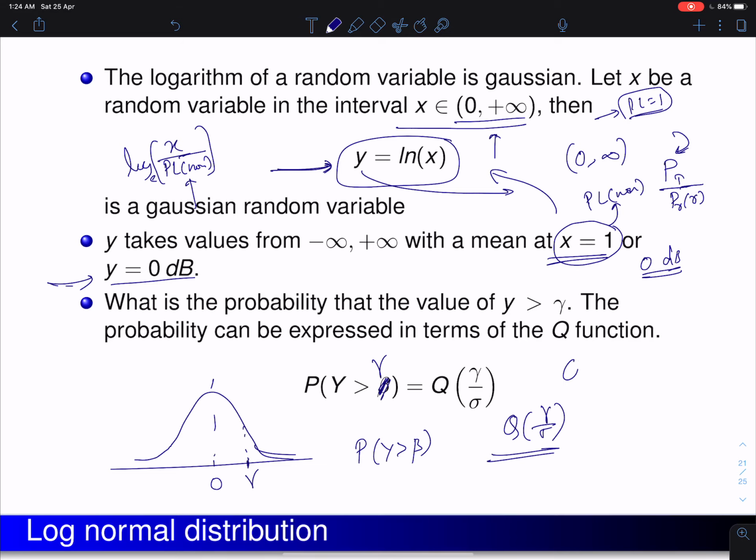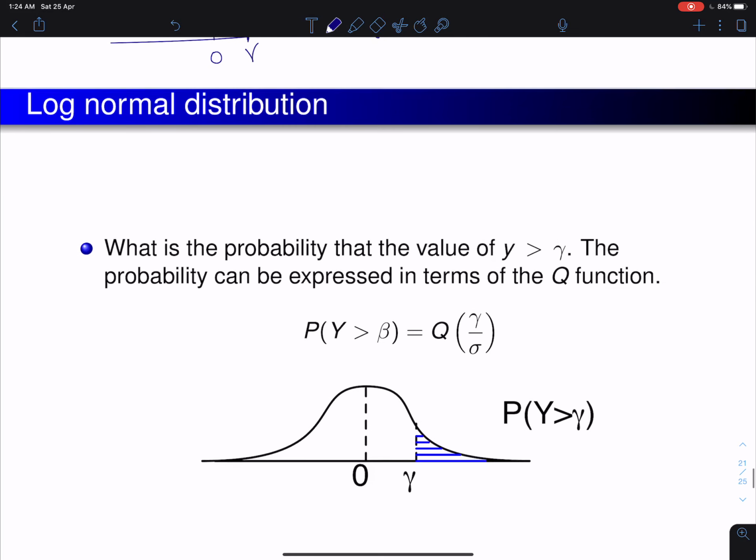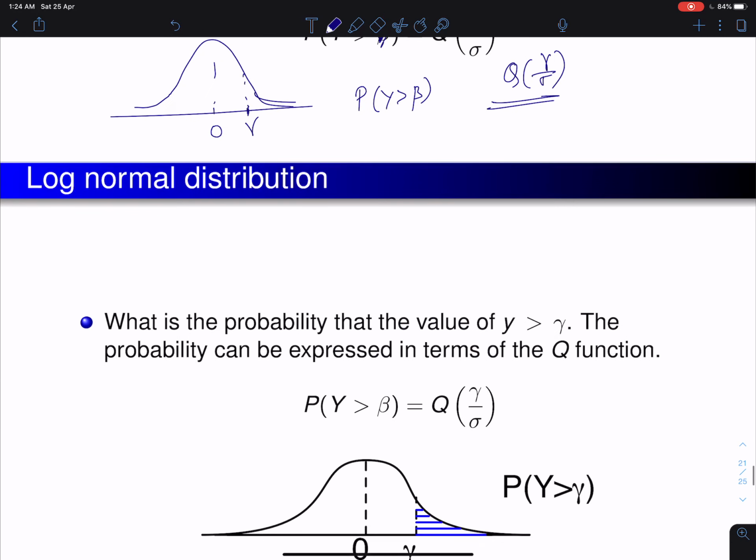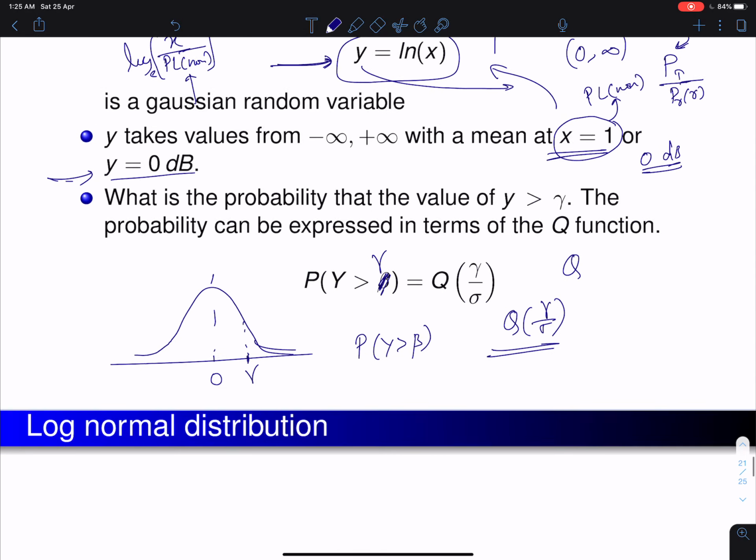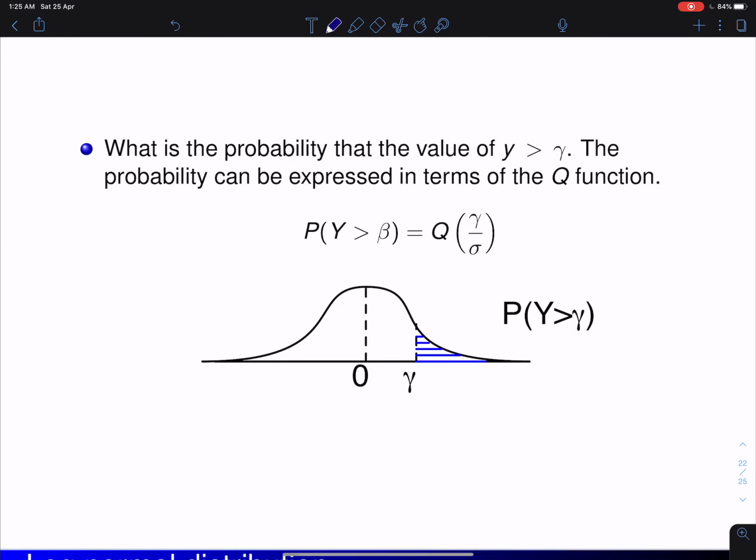If you recall what the q function is, I'll just write the definition of q. I've shown the log normal distribution here. You should treat it as a Gaussian distribution with zero mean and a variance. The only difference is that the variables along the x-axis will be in dB units. And it can be your received power. We'll come to that a little later, but right now I'm just talking about a log normal distribution. The axis here is y, and it will be in decibels.